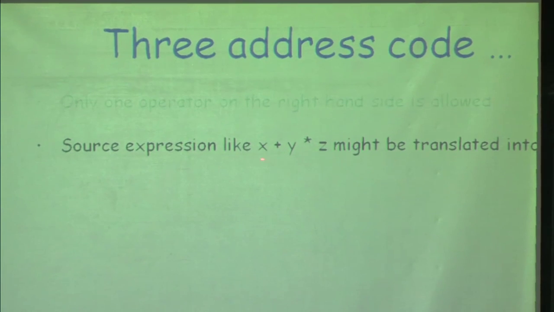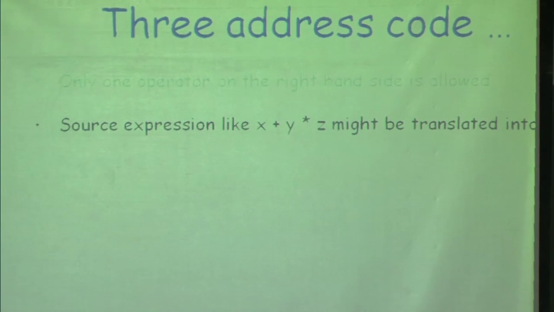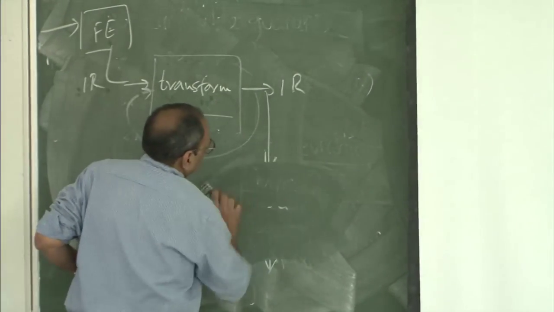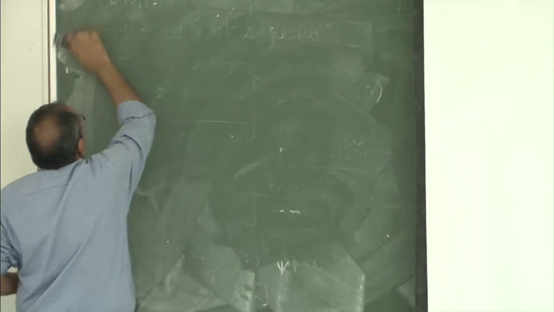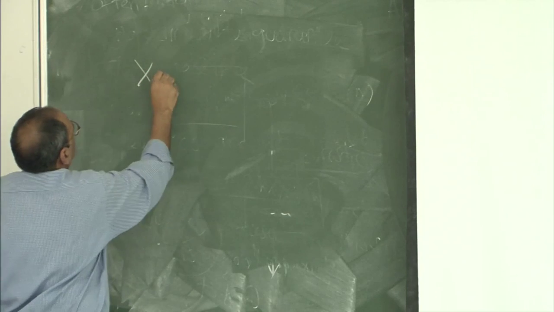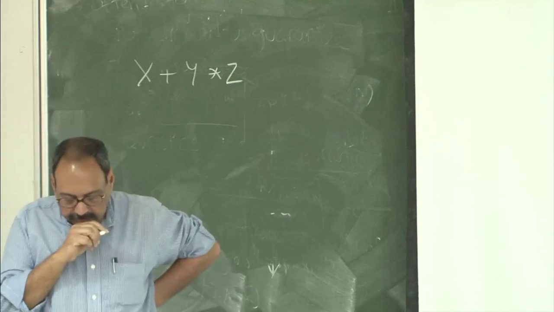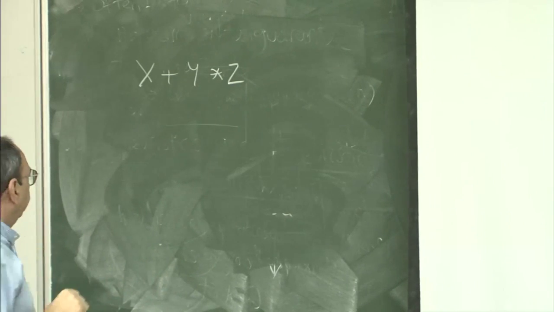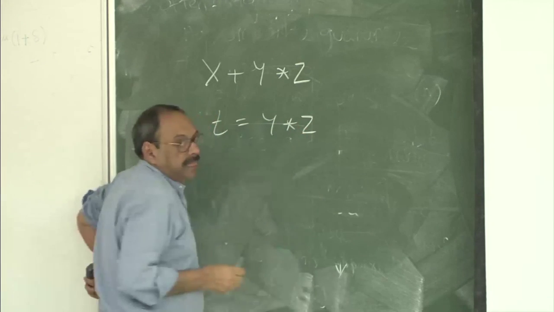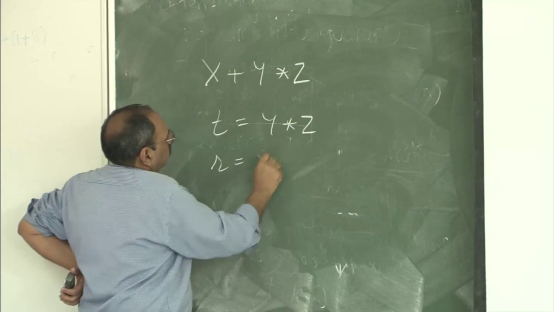So I can have three address code of this form where there is only one operator on the right hand side, and if I now say that I want to generate three address code for an expression which is X plus Y star Z, what kind of three address code will I have for this? So if I want to say X plus Y star Z, what is the three address code I'm going to write for this? T is assigned Y star Z and R equal to X plus T.